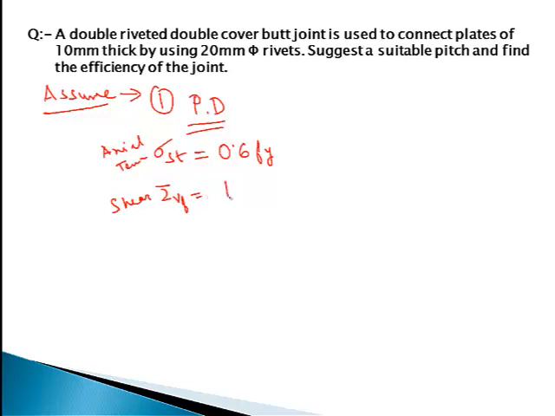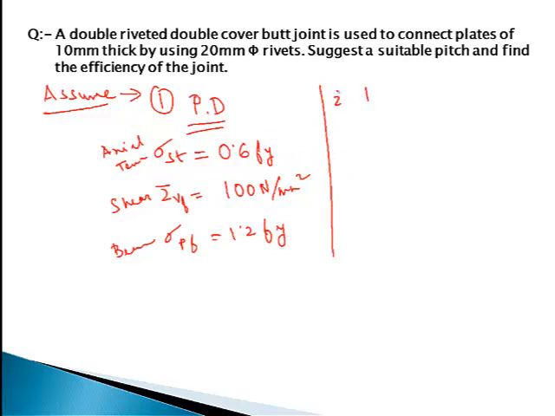Let us consider tau VF as 100 Newton per mm square, and sigma PF, the bearing stress, is taken as 1.2 FY. Okay, it's for power driven.